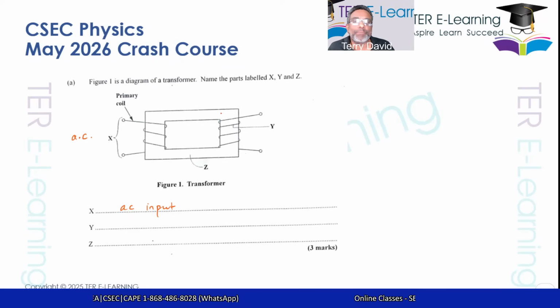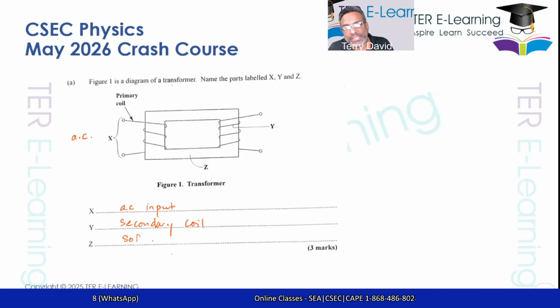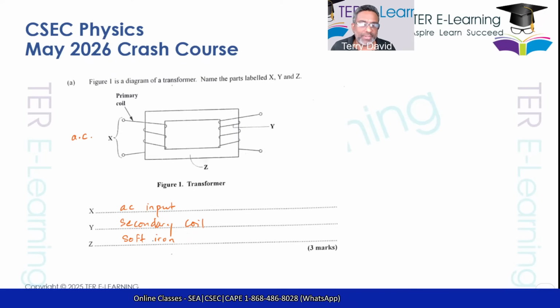That's what X is. When it comes to Y, Y is basically your secondary coil. So this here is your secondary coil, right? And Z is your soft iron core, right? So Z is a soft iron core. Now, when you are given a transformer, you all need to understand how a transformer actually works. So a transformer operates under the principle of electromagnetic induction. That's how a transformer works.